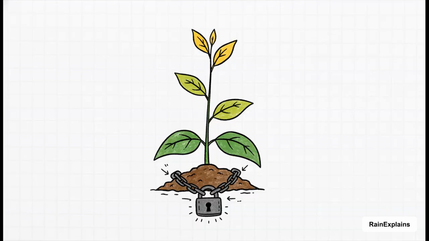And here's the craziest part of all of this. Often, the iron is actually sitting right there in the soil. But if the soil's pH is too alkaline, meaning it's above 7.0, it chemically locks the iron away so the plant's roots physically can't absorb it. In that case, you don't need to dump more fertilizer on it, you need to fix the soil's pH.